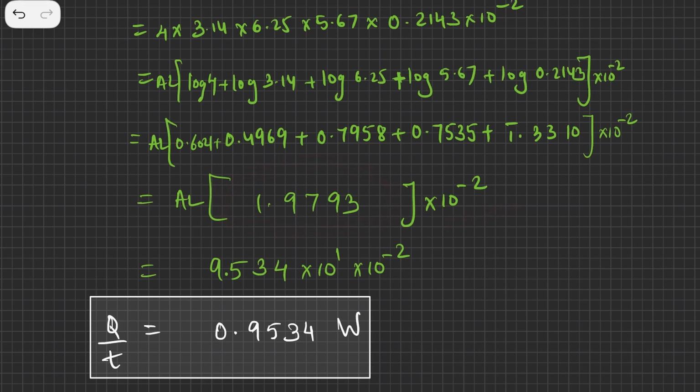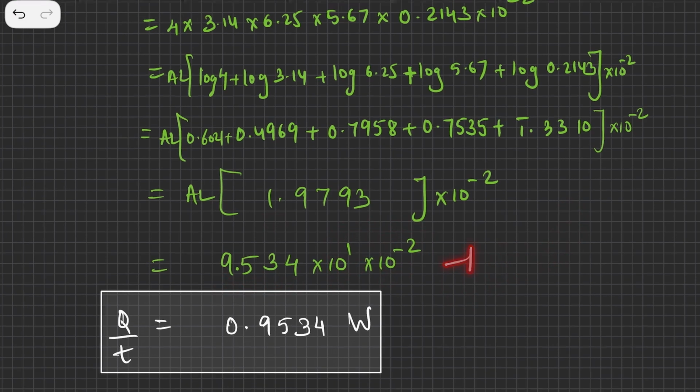Now I'll find the antilog, and when you find the antilog, you always start from the point where the decimal is starting. You'll have to see the antilog of 9793. So 9793 will give you 9534. The point should always be after the first digit, times 10 raised to whatever number is there, that should be in the power. So 9.534 times 10 raised to 1, times 10 raised to minus 2. Minus 2 plus 1 is minus 1. With 10 raised to minus 1, we'll have to shift the point to this side, so I'll get 0.9534.